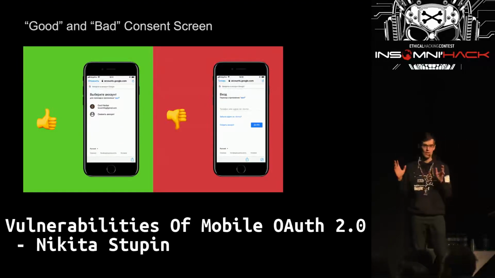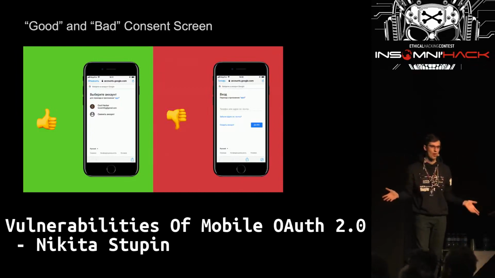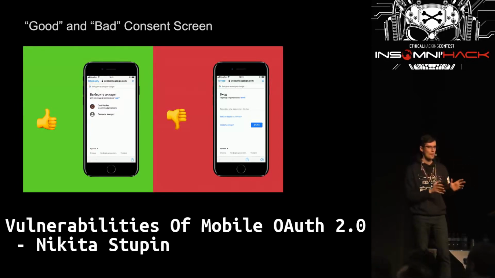Now let's move on to the consent screens. And there are good ones and bad ones. The good ones are those asking the user to just choose an account or click on approve. And the bad ones are those asking the user to enter their login, password, and second factor if they have one. And why are they different?